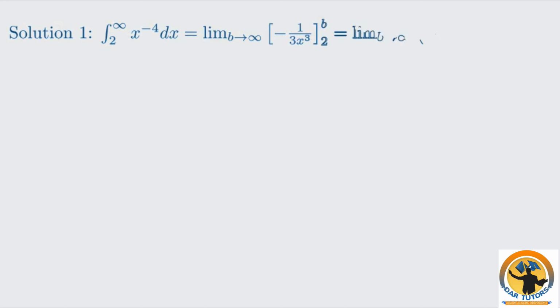For question 1, we use the limit definition. The antiderivative of x to the negative 4 is negative 1 over 3x cubed. Evaluating this from 2 to b and taking the limit gives us 1 over 24.